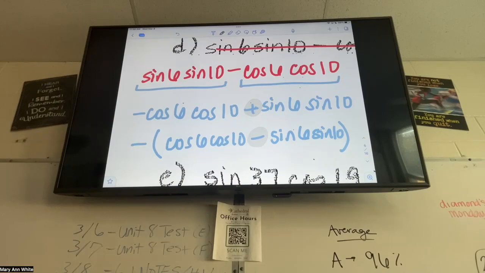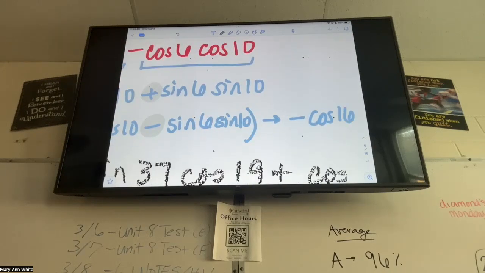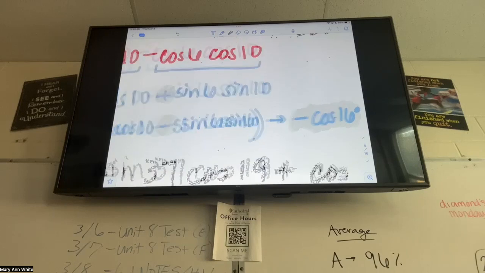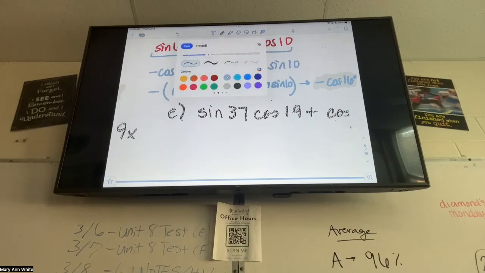That was a lot of work to now say that I'm ready to use the cosine one. You got to keep that negative out front, but I'm going to do negative cosine. Am I going to add or subtract the 6 and the 10? We're going to add them. We're going to do the opposite sign of what we see right now. The middle is negative, so we're going to add them. So it's going to be negative cosine of 16 degrees. All right, that one was probably the hardest one because we had to kind of rearrange it.